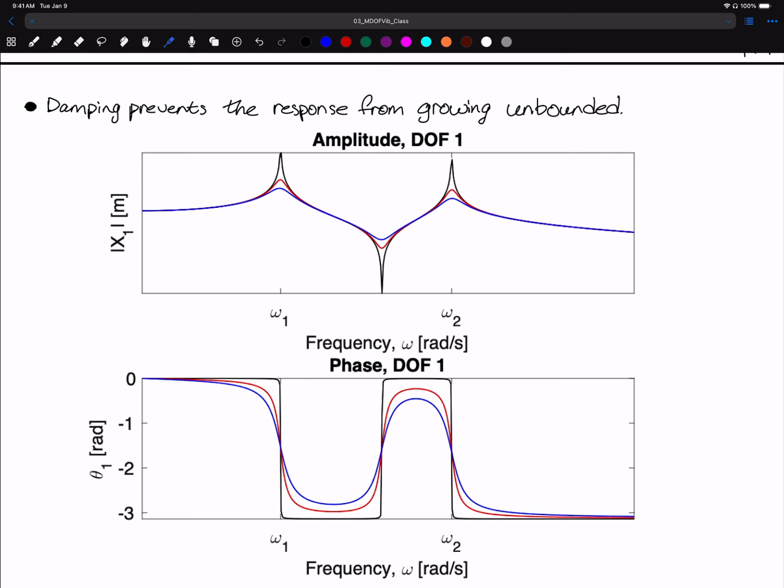So when we add damping, the amplitude at the resonance is going to be prevented from growing unbounded, which means, more particularly, that as the damping increases, we're going to get lower and lower amplitudes. So as shown here, in this direction, we have increasing damping.